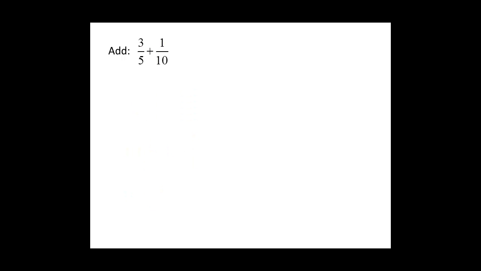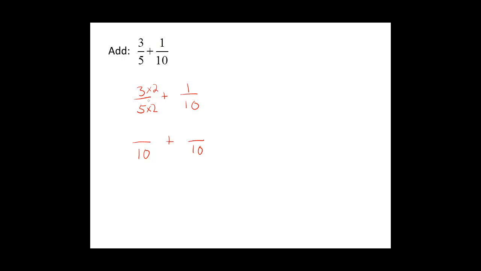Add 3/5 plus 1/10. We first need to find a common denominator, which we have done in a previous problem. The common denominator is 10. So we will write that in the denominator of both fractions. Then we will ask what we multiplied the denominator of this fraction by in order to get our common denominator. 5 times what is equal to 10? 5 times 2. So if I multiplied the denominator by 2, I need to multiply the numerator by 2 in order to keep it an equivalent fraction.